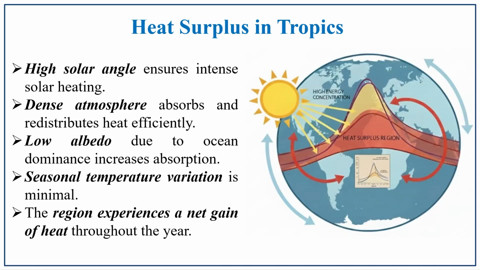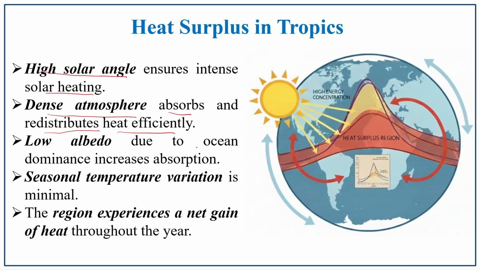Next is heat surplus in the tropics. In the tropical region, the heat is surplus. How? The high solar angle in the tropical region ensures intense solar heating. Because of heating, there is a gain, that is a surplus, and the dense atmosphere absorbs and redistributes heat efficiently. How does it redistribute efficiently? Because of the presence of clouds, the clouds absorb the heat energy and retain it, which gives a warmer effect in the night time. You have to remember that, which we discussed in earlier lectures.